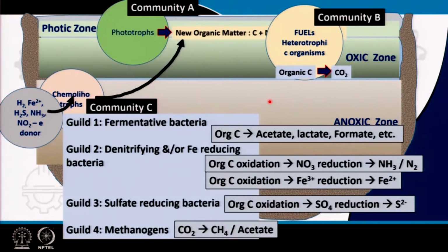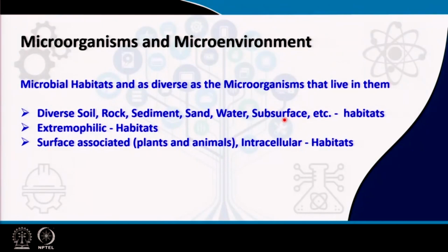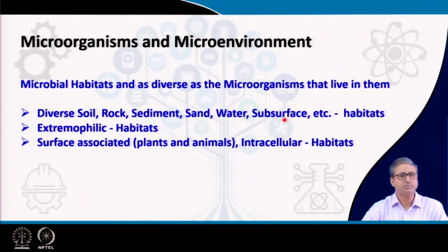So, these are the 4 major guilds, and as I said, there could be many other guilds prevailing there based on the conditions. So, this is one kind of an example. Real situations might be more complicated. More zones can be defined because of the availability of nutrients or the fluctuations within the physicochemical environment. The next point that I would like to discuss after this is the concept of microenvironment.